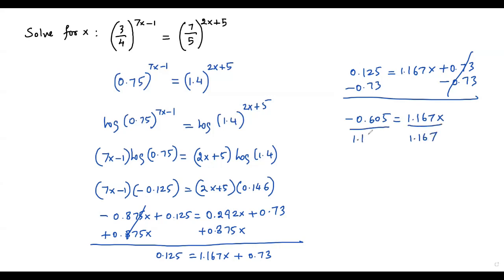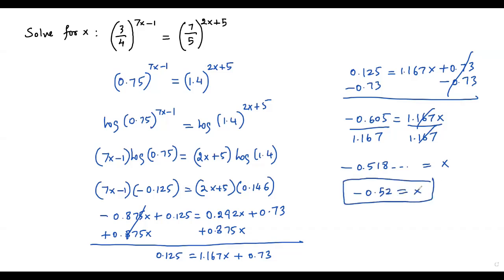To solve for x, I have to divide both sides by 1.167. When I divide by 1.167 on both sides, this one will cancel out. Here we have a negative sign. When I divide 0.605 by 1.167, I'm getting 0.518, and it keeps going. If I round this value to the nearest hundredth, I'm getting negative 0.52 equals x. I have solved for x in the given exponential equation. The value of x is negative 0.52.